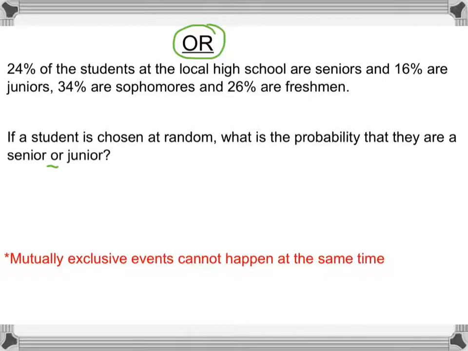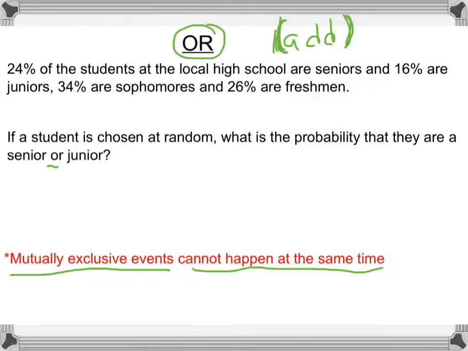Now, senior or a junior means that I'm going to look at the two percentages together. With the or question, I add. Okay, because they could either be a senior or a junior. And by the way, you can't be both a senior and a junior. So being a senior and a junior are called mutually exclusive events. Okay, because they can't happen at the same time. That's not always going to be the case, but for this it is. So mutually exclusive events are events that can't happen at the same time. Okay, so for this it's pretty simple.